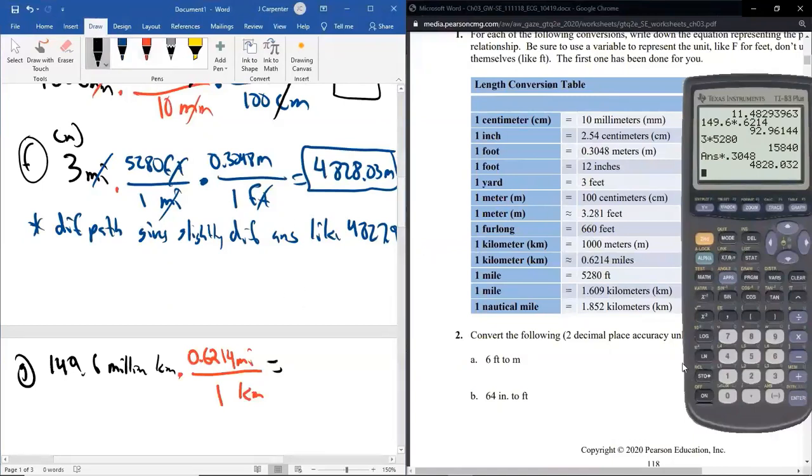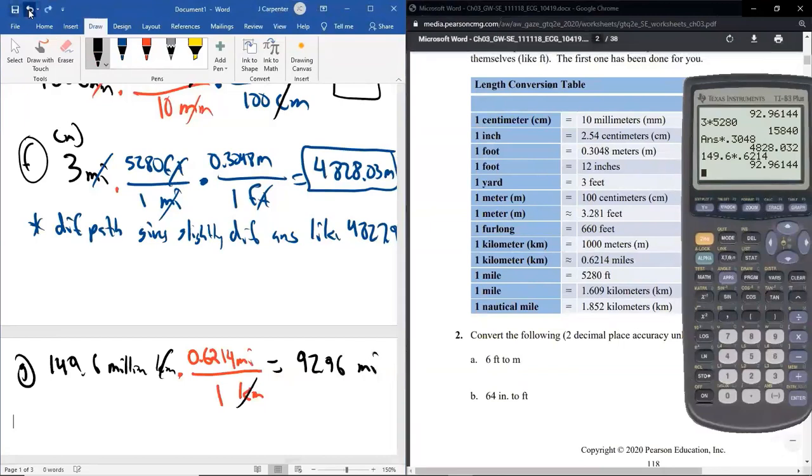And when you multiply that 149.6 times the 0.6214, we'll get 92.96. And then your kilometers canceled. And some people might do this. They'll say it's miles. That's wrong, because we have a unit in there that we did not cancel. That was the millions. So it's not miles.